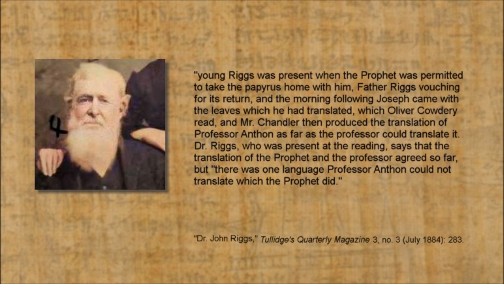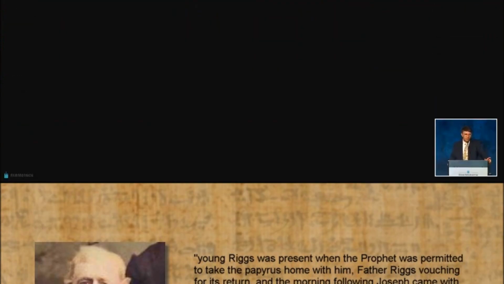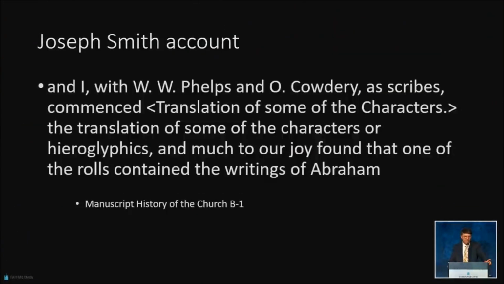Joseph Smith will also say, in that history we were talking about, and again, this is probably actually Phelps recording it, but anyway, "I, with W. Phelps and Oliver Cowdery as scribes, commenced" and then, written above the margin, "translation of some of the characters, or hieroglyphics, and much to our joy found that one of the rolls contained the writings of Abraham." Again, it tells us immediately translation happens. In all accounts so far, everything they say, translation is first. That's what they see.